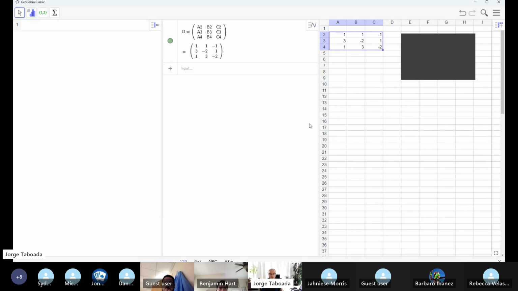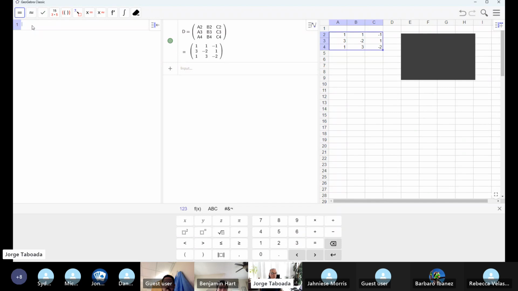Okay, so the name, the new name, rename, and you compute the determinant.